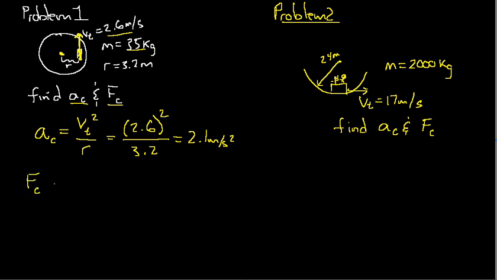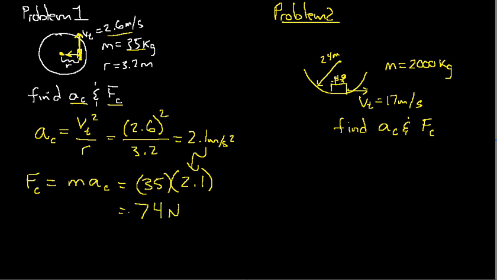Now, in order to get the centripetal force, which again is directed towards the center, same direction as the acceleration, we simply take the mass times the acceleration. So we're going to take the mass, which is 35 kilograms, times this acceleration that we just found above. And if we do that, I believe we're going to get about 74 newtons. Okay?